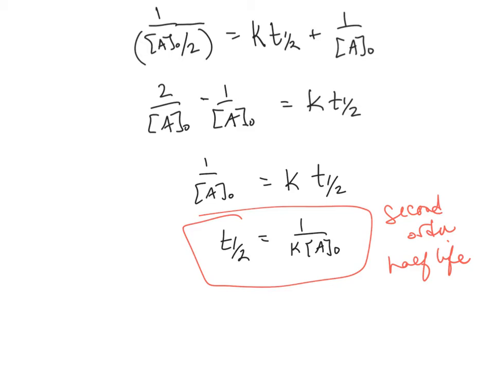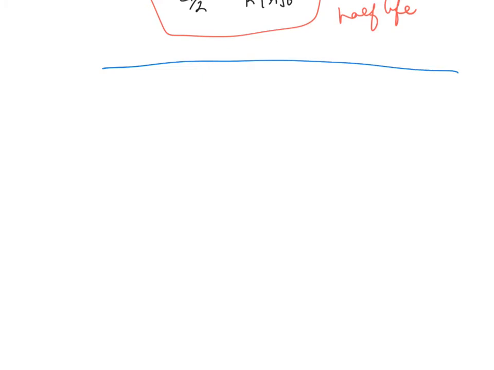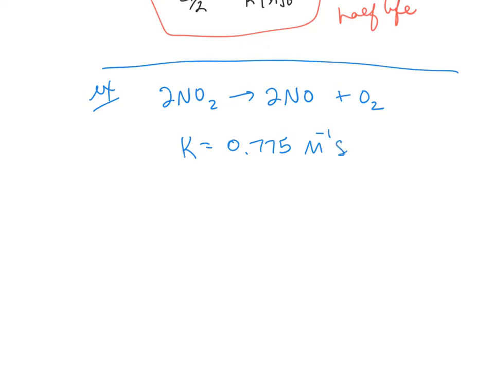All right, now for this one, we can look at an experiment as well. This would be an example here. 2 NO2 goes to 2 NO plus O2. We've looked at this reaction before as well. K is equal to 0.775 molar to the -1 seconds to the -1. Notice the units here are consistent with it being a second order rate law. And let's see, the initial concentration is 0.0030 molar. So what is the half-life?